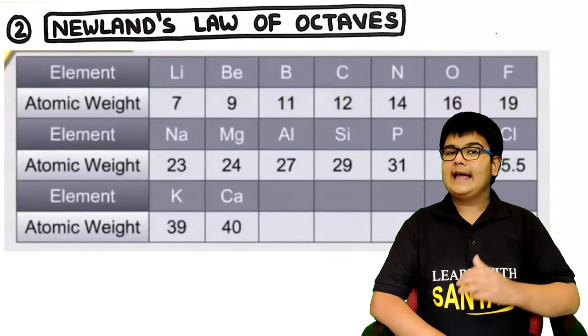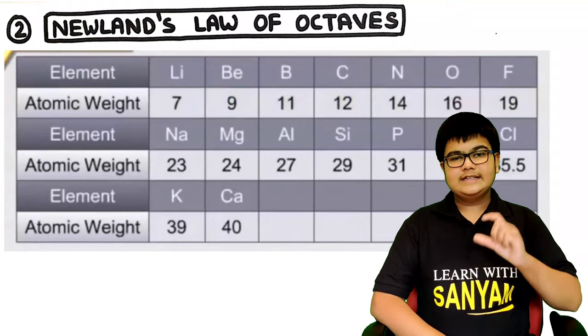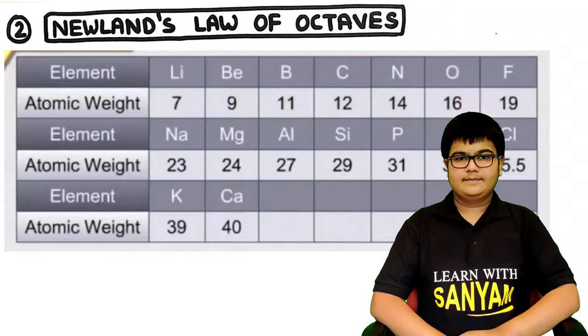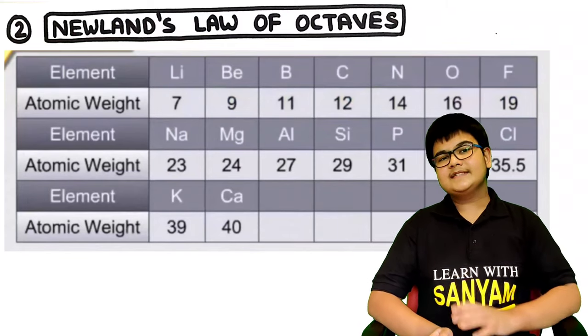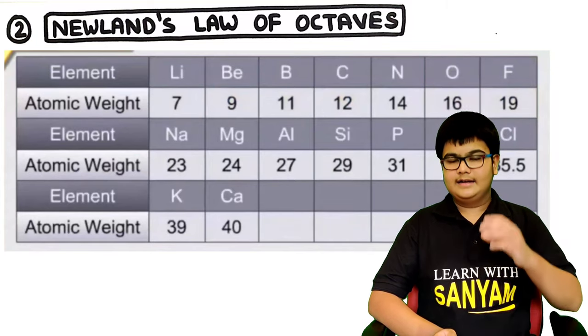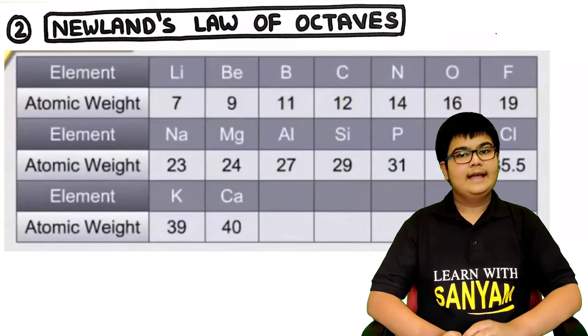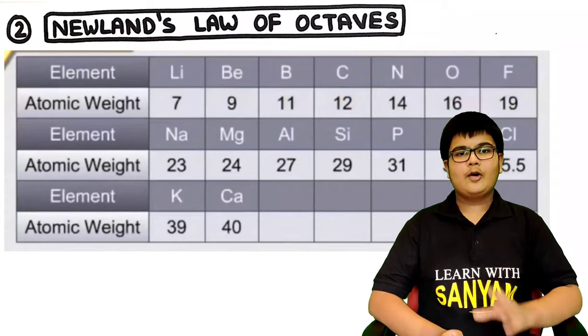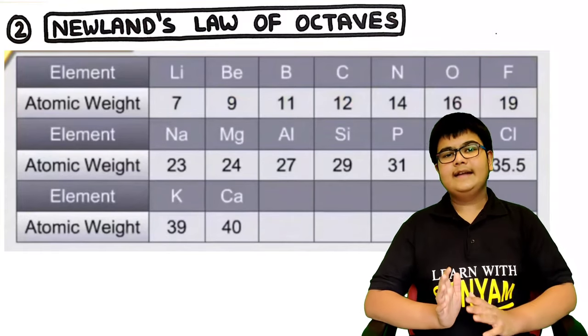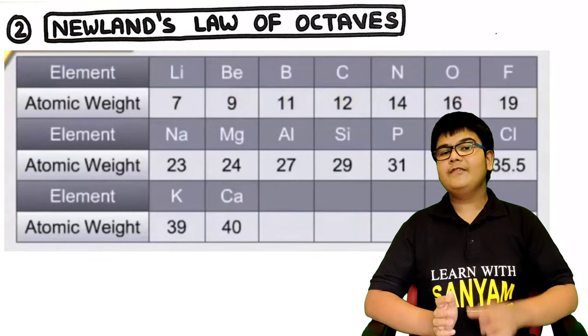Both of them are alkali metals. So in this way Newland's law of octaves was proved correct. Similarly, beryllium is the second element and magnesium is the 9th element. Again, they have a difference of 8, and again, their properties are the same. So this means that every 8th element will have properties similar to the first element.